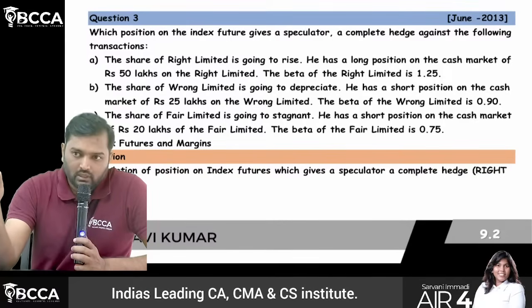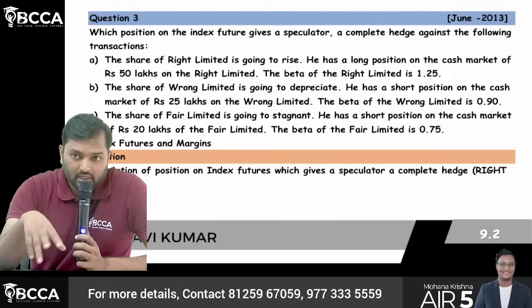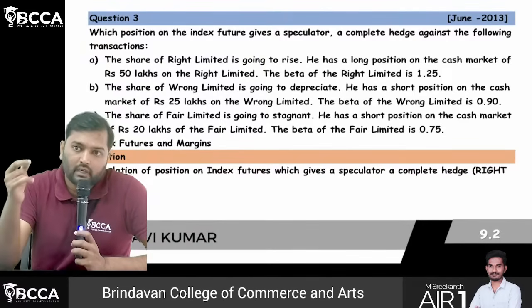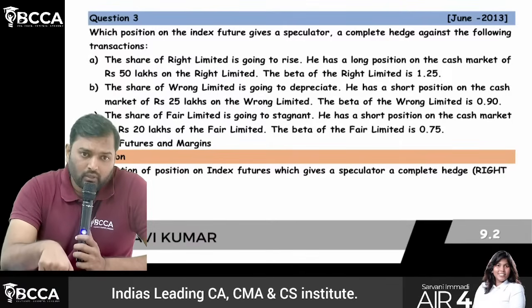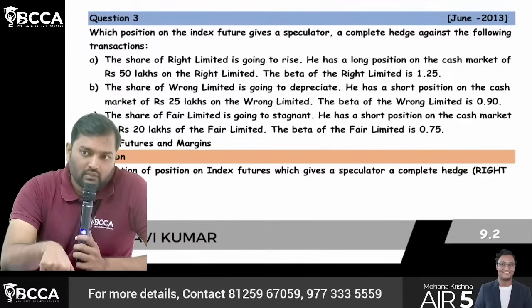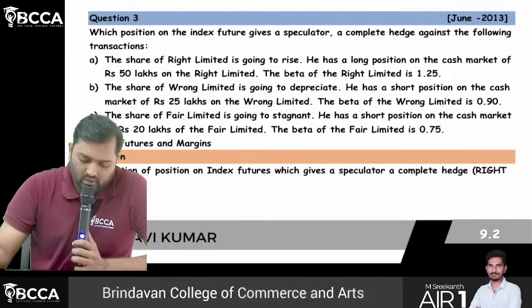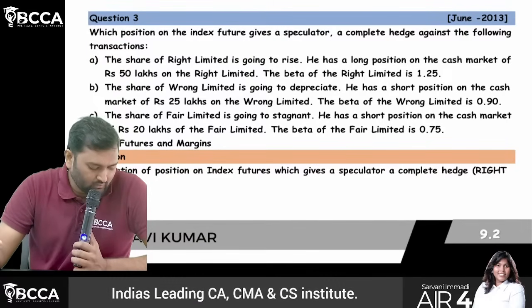For how much value do I have to take the short position? I have to take 50 lakhs into 1.25. Why 50 lakhs into 1.25? Because for every 1% change in market, the security changes by 1.25. So for a complete hedge, the value of the index position must be 50 lakhs into 1.25, that is 62 lakh 50,000. Very good, CMA student. Next.